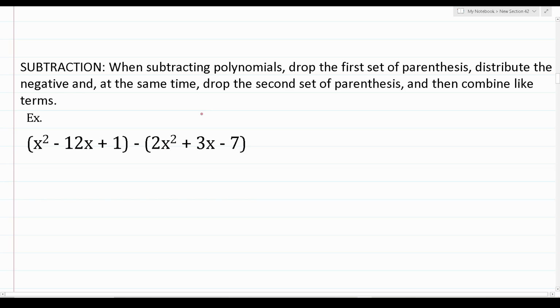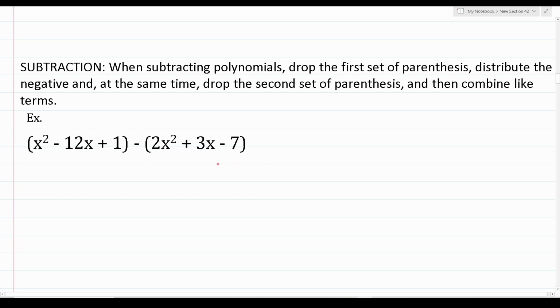All right, so as far as subtracting polynomials goes, it's very similar to adding polynomials. That said, we go about dealing with our parentheses as well as our subtraction sign in a different way. And if you're the type of person who likes instructions, here they are. It says when subtracting polynomials, drop the first set of parentheses, so that would be these here. Distribute the negative, so here's our negative, it's a subtraction symbol. We're going to distribute it here, here, and here. And at the same time, drop the second set of parentheses and then combine like terms.